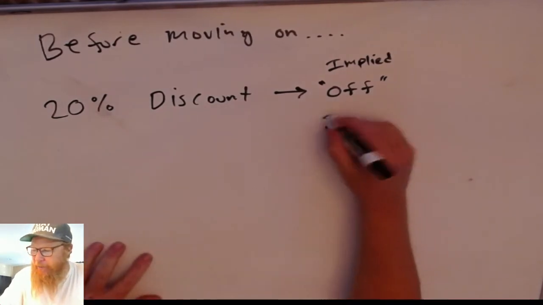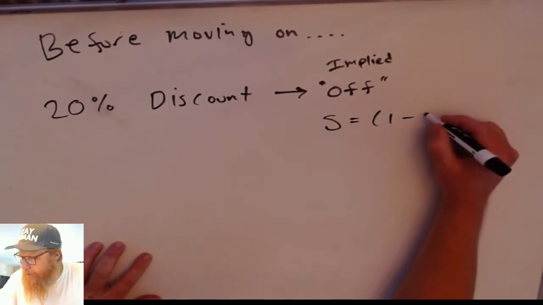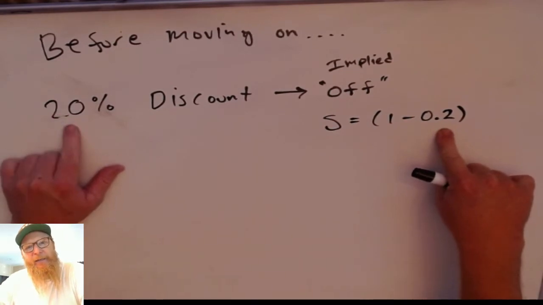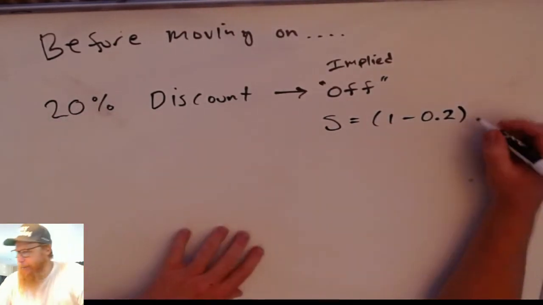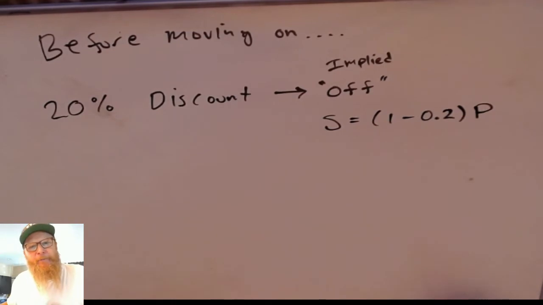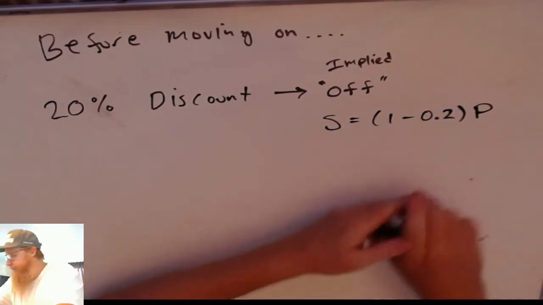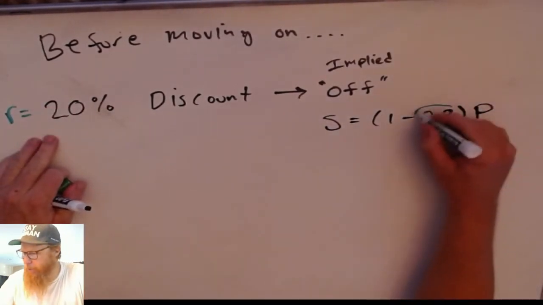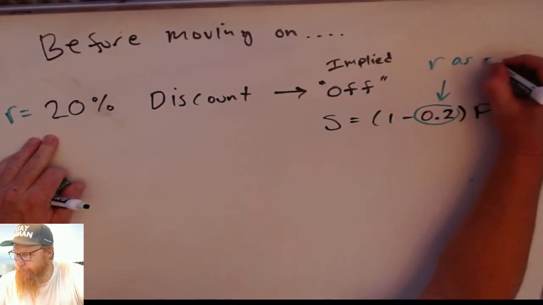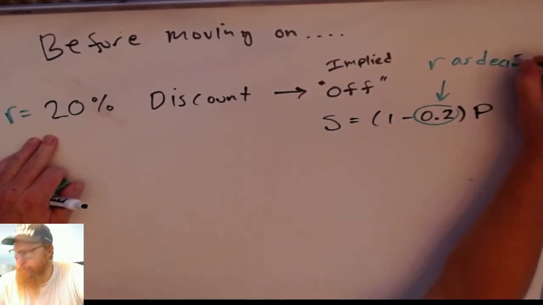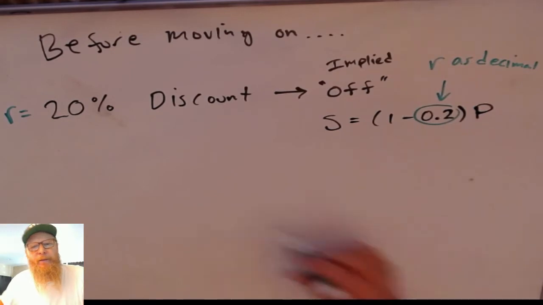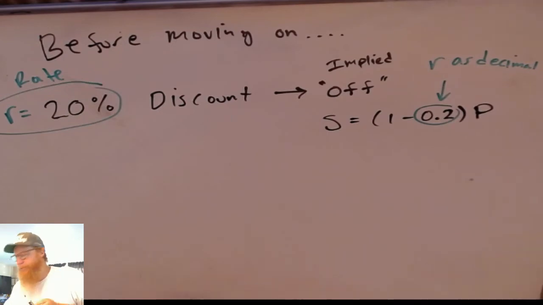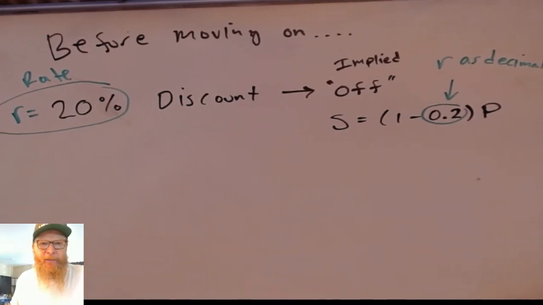So the formula would be S equals 1 minus 20%. That's your rate, 20%, times the original price, P. And these will vary. This is in general R, but we want to write R as a decimal. So you always take your rate and rewrite it as a decimal. I just want to make that clear.